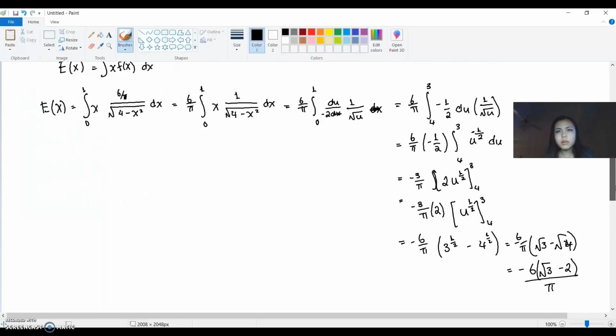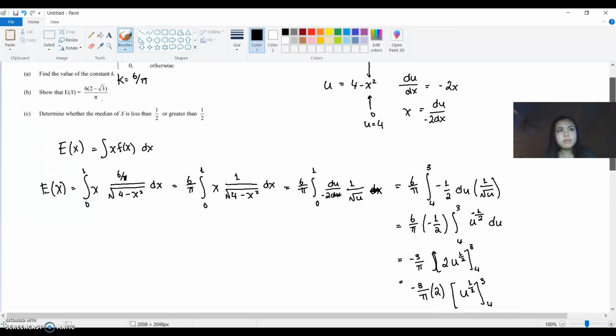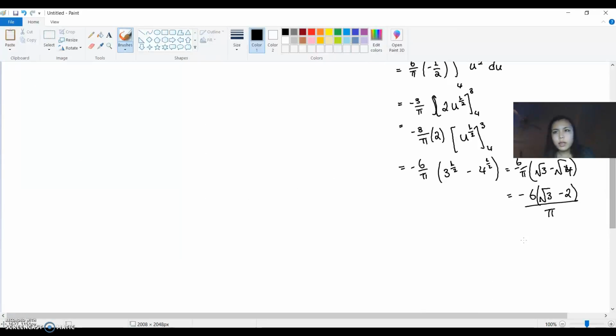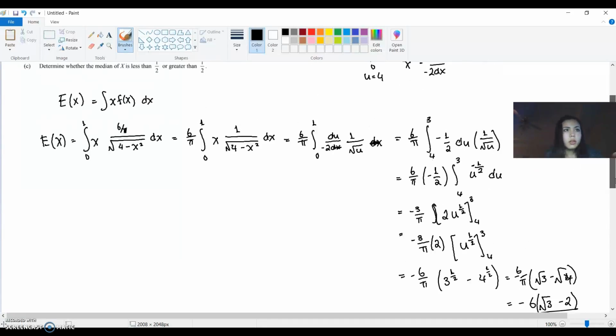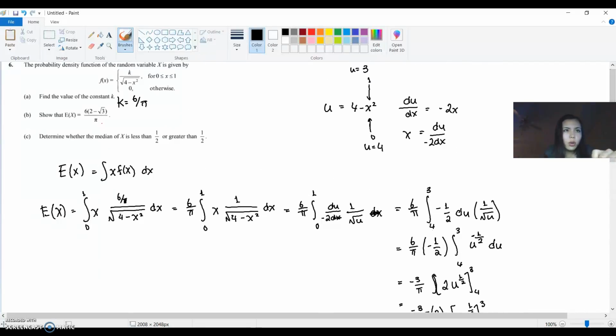Yep. Wait. Yeah, we distribute the negative sign. We can also get, oh, my bad, negative root 3 plus 2, right? And so that's how they had it. There we go. There's our proof. Alright, so we're done now with part B.